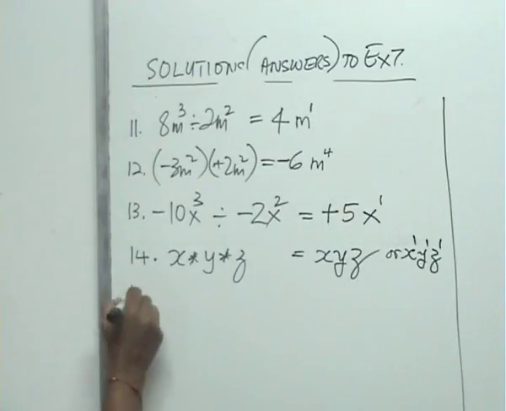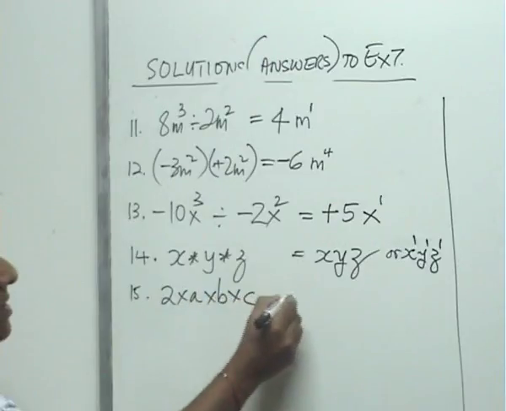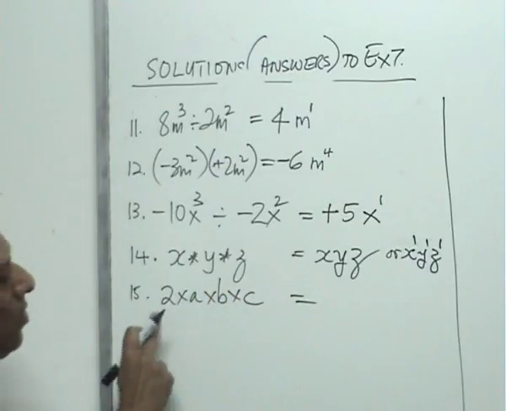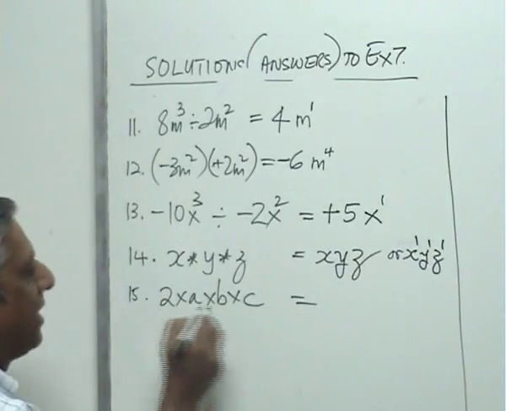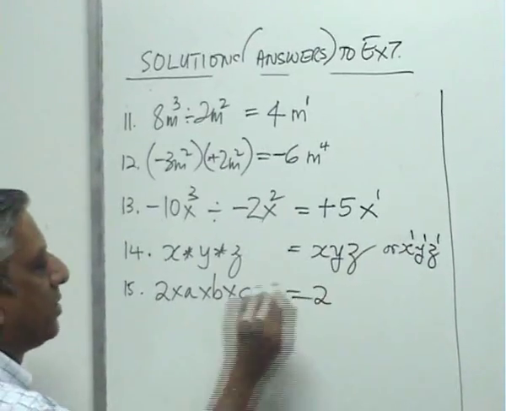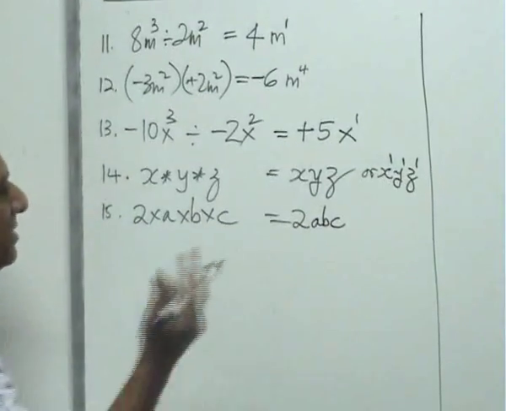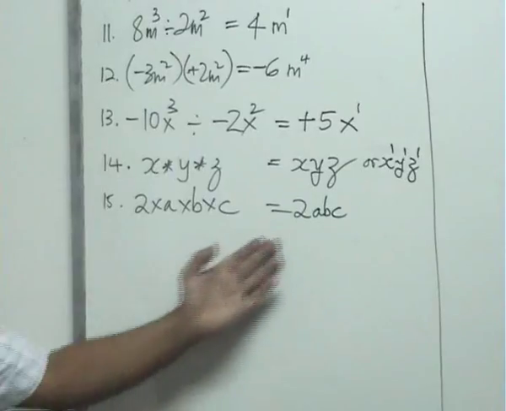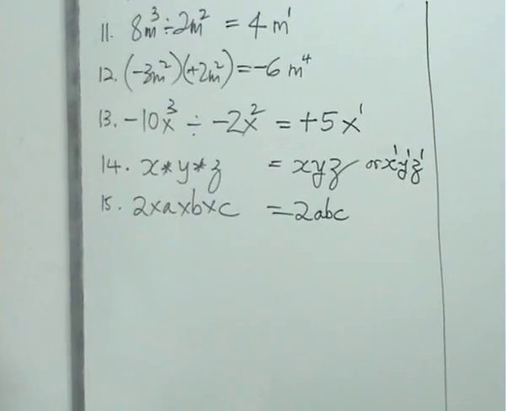Number 15. 2 times A times B times C. Well, all the bases are different, and this is 2. So there's nothing else to be multiplied. Just there's your 2. A, B, C will be just written next to one another, and that's the end of the story. Because we can't add those indices. The bases are all different.